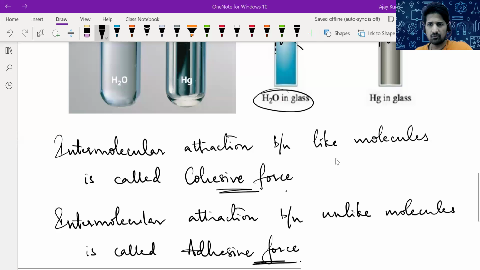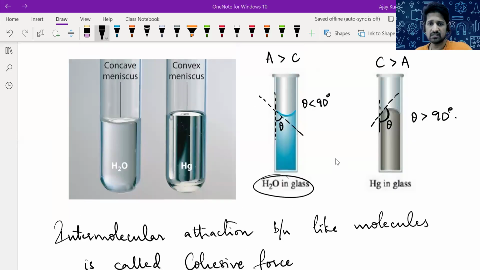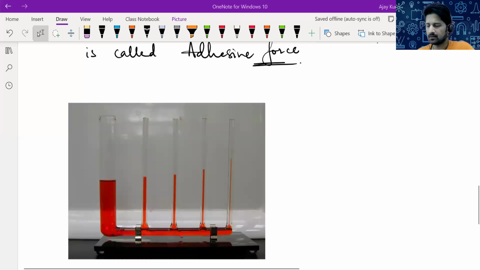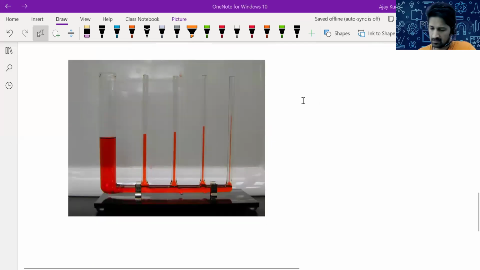Now, what happens because of this contact angle, or as a result of this contact angle? Observe this picture, all of you. There is some red colored liquid, and that red colored liquid is common in all the tubes. At the bottom connector, there is this red colored liquid, and to that bottom connector, there are vertical tubes of different radii attached.